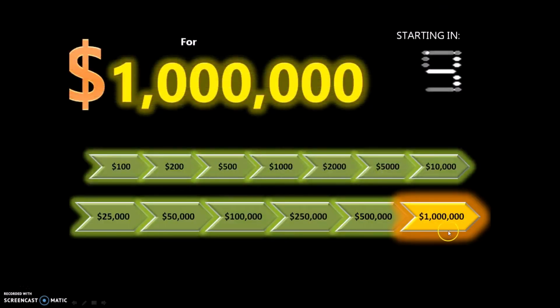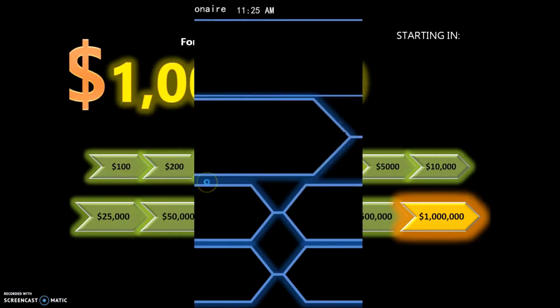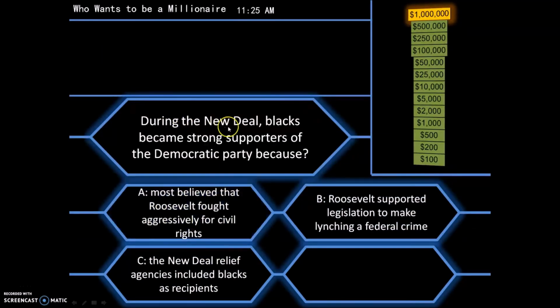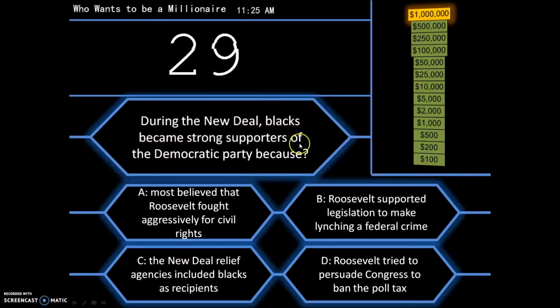Alright, we're down to the last question. During the New Deal, blacks became strong supporters of the Democratic Party. A. Most believed that Roosevelt fought aggressively for civil rights. B. Roosevelt supported legislation to make lynching a federal crime. C. The New Deal relief agencies included blacks as recipients. D. Roosevelt tried to persuade Congress to ban the poll tax.